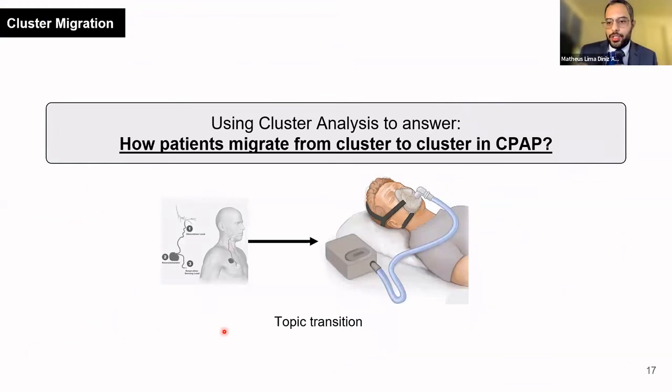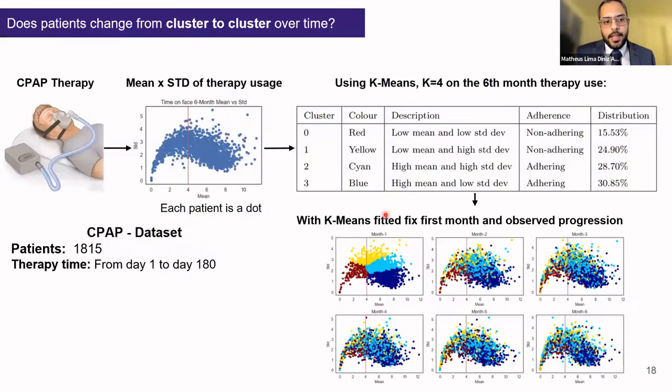And now I want to change the topic. I want to answer one question. How do patients migrate from cluster to cluster? But now, not talking about the therapy we discussed before, but talking about the CPAP therapy. In the CPAP therapy, we also collected data of therapy use. Now we are talking about 1,815 patients. And we look at data from day 1 to day 180.